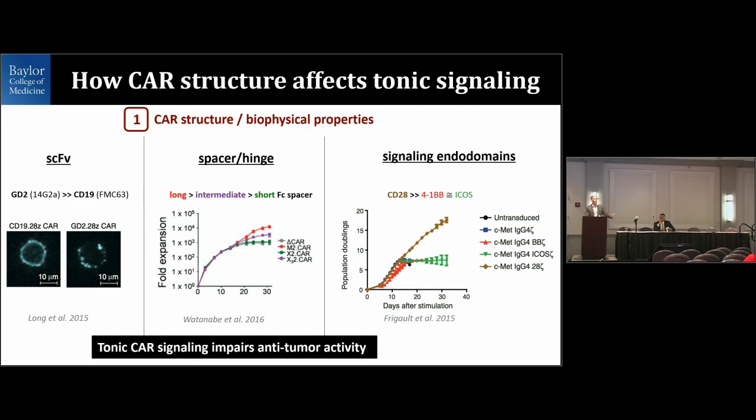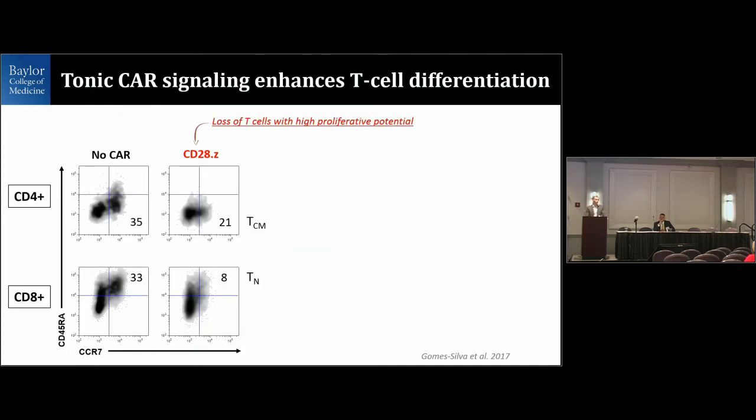And so what is the mechanism that can be attributed to it? We've been studying CARs that tonically signal with different magnitude, and what we consistently see is that when we put a CAR that has a CD28 endodomain and has a very mild tonic signaling, for example, these T cells start losing the CCR7 positive population, that is central memory and naive-like cells, which are known to be the cells with very high proliferative potential in vivo.